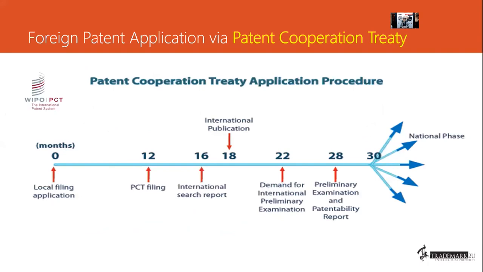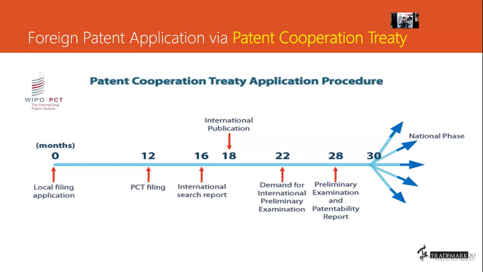Now, if you look at this chart here, you observe that the priority deadline is extended from the initial 12 months period under the Paris Convention to up to 30 months. You see, thick blue, 30 months for you to complete the national phase filing. When I mention the national phase filing, it means that you still have to file in many, many individual countries, but you are given a longer time period and you are able to claim the priority date as per the first filing in your home country.